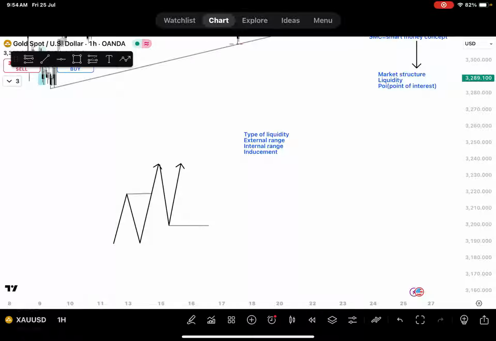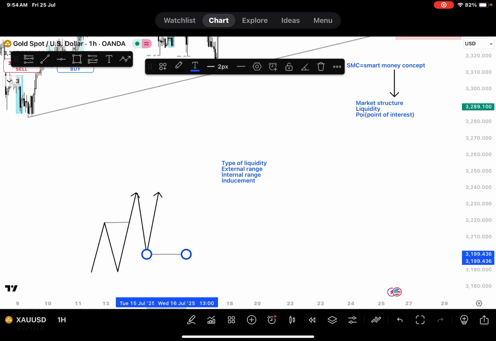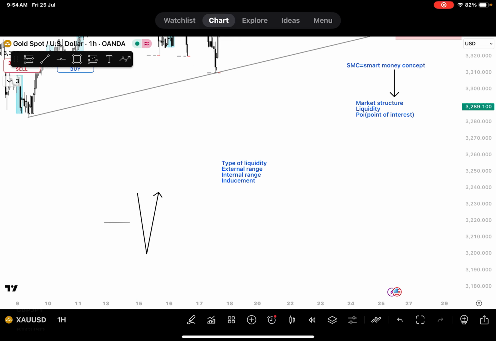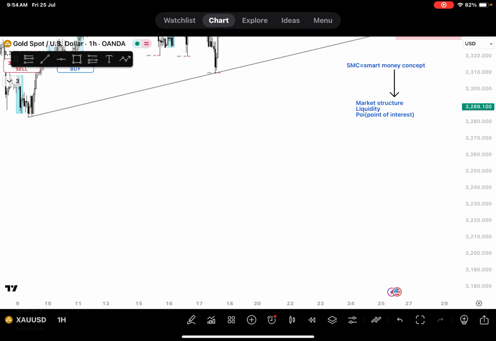How to incorporate all of this together, I'm going to teach you when I'm done telling you all the properties of SMC. We have explained the market structure and the liquidity, and now we're done with the liquidity. So that is the last one on liquidity. Now we'll be going to the POI, which is the point of interest.